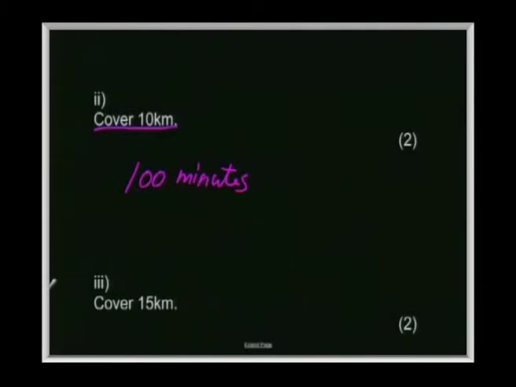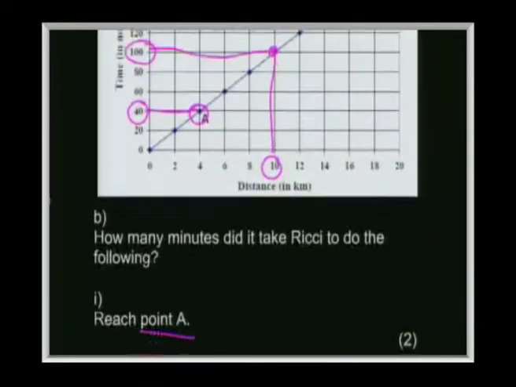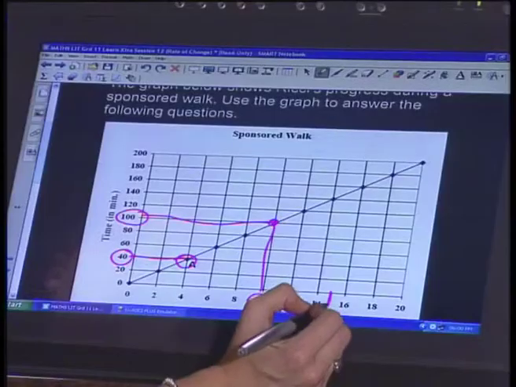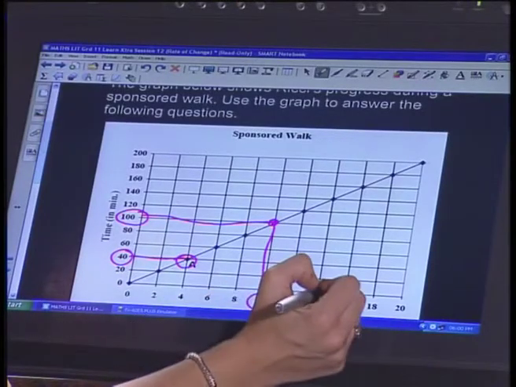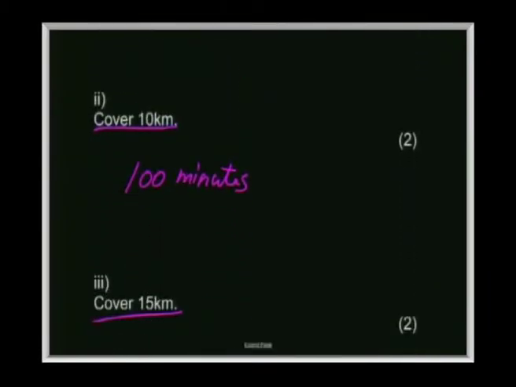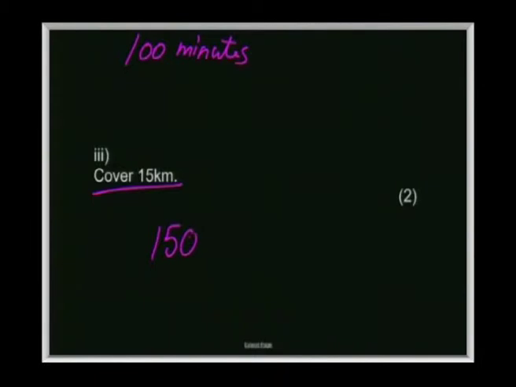And for our third question, we are wondering how long it took Ricky to cover 15 kilometers. Let's go and have a look at our graph. Wow, we don't have 15 here. Well, 15 is halfway between 14 and 16. And obviously we are going to look at a time which is halfway in between 140 and 160, which is 150. And that is our answer, 150 minutes.